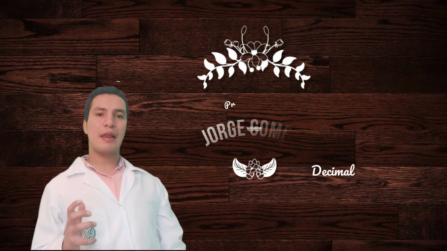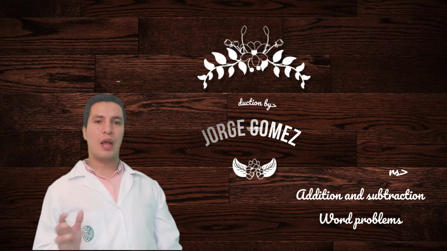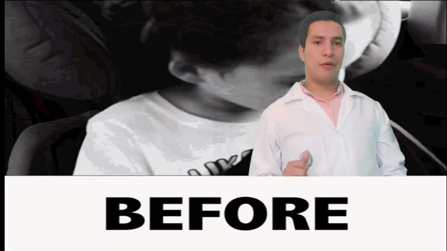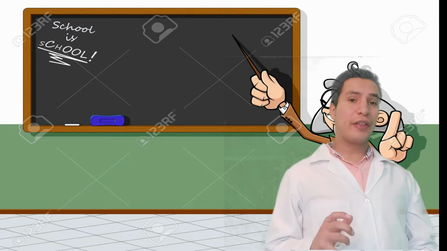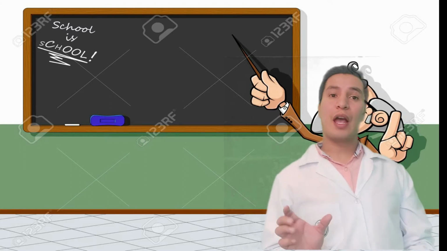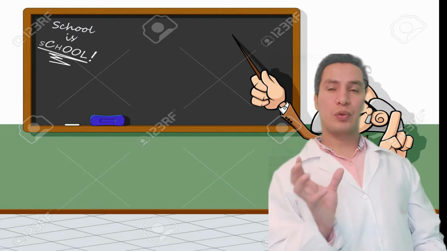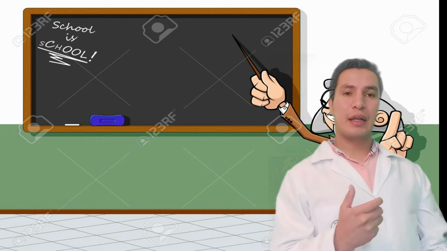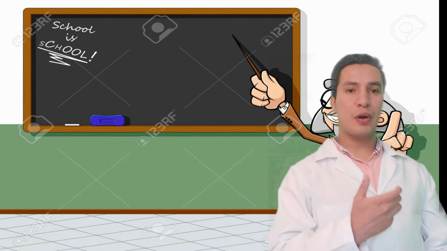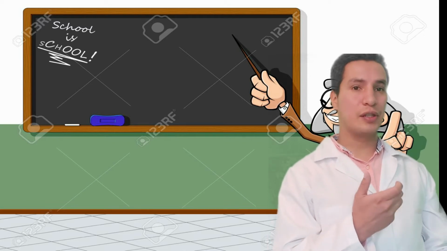Today, we are going to learn about decimal number operations, basic operations: addition and subtraction word problems. But before, let's review important things that you need to know. For reading a decimal number, you have to read the whole part. You have to say "and" when you see the decimal point, and you have to read the decimal part normally, but you have to end according to the number of digits you have.